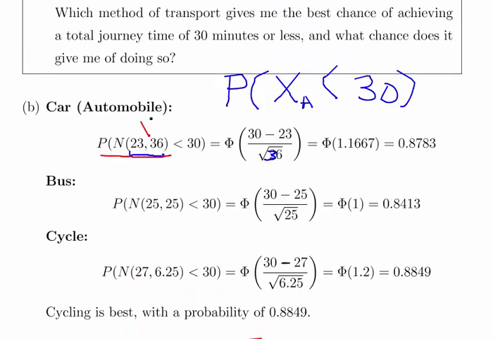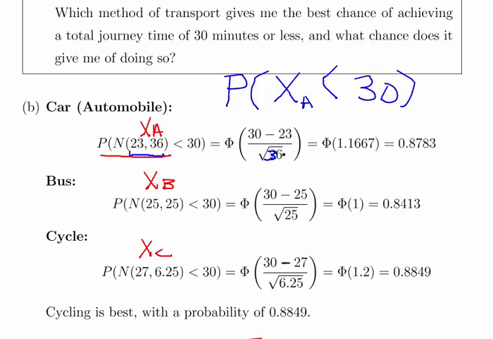So this is XA, XB, and XC: automobile, bus, car. We get the Z scores. Just watch out, I might make the odd typo here and there. So the mean here, in each of the three cases, what we do is subtract the mean from 30. So it's 30 minus 23, 30 minus 25, 30 minus 27.